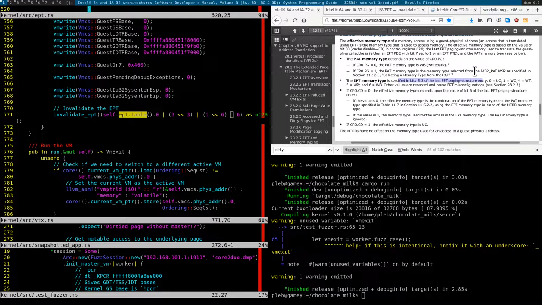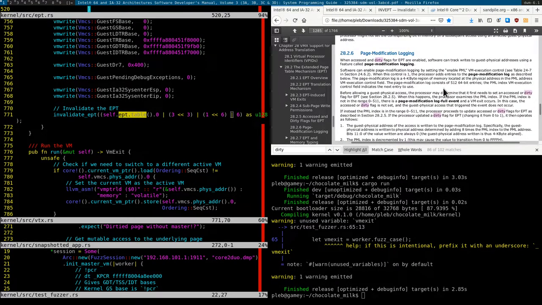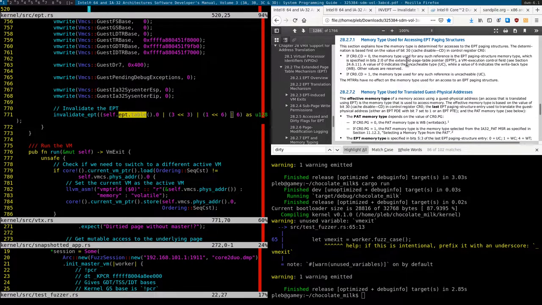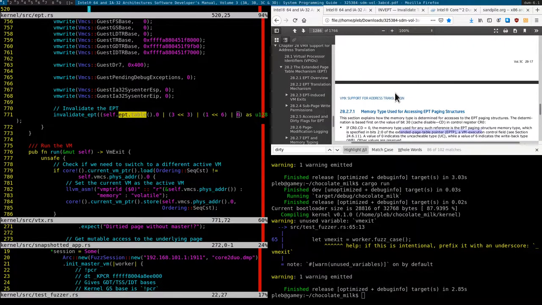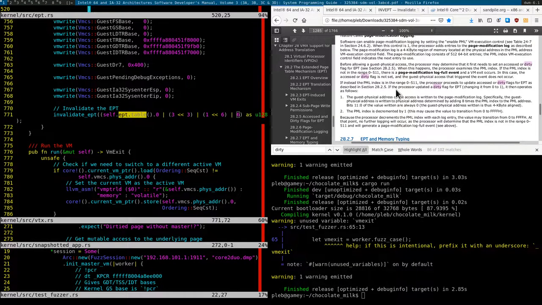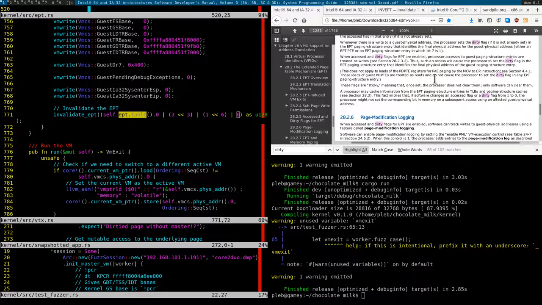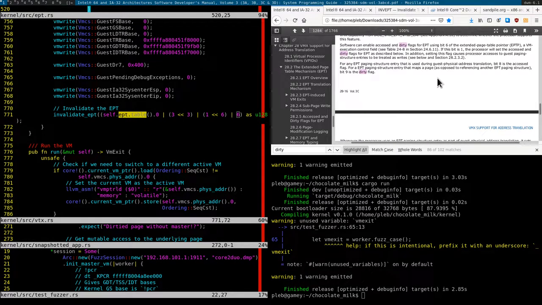And then my PAT MSR is just normal. I'm not doing anything weird there. But yeah, that's the problem. It's very hidden. We read that earlier. That was kind of confusing to us. But the EPTP has to have the caching bits there. Otherwise, the page table itself is accessed as uncached.